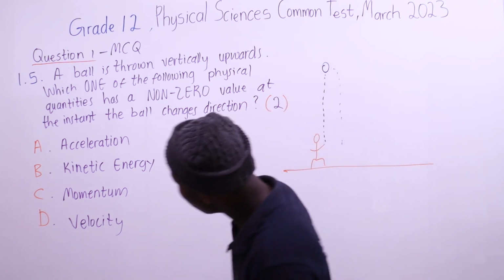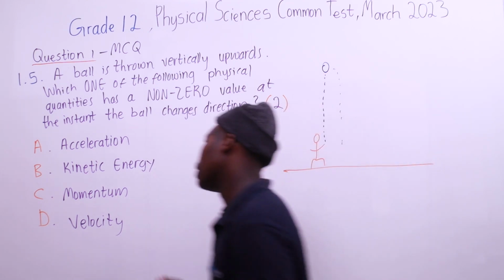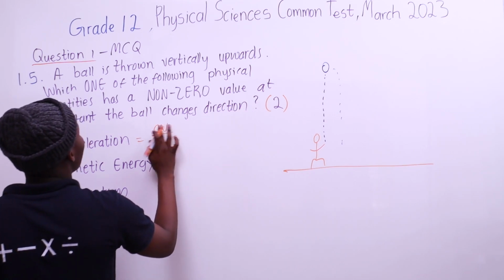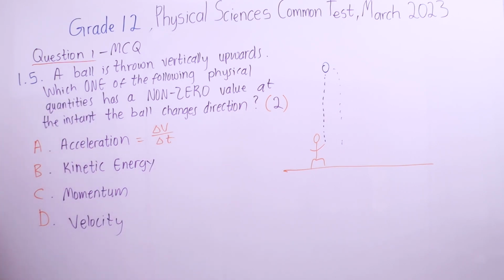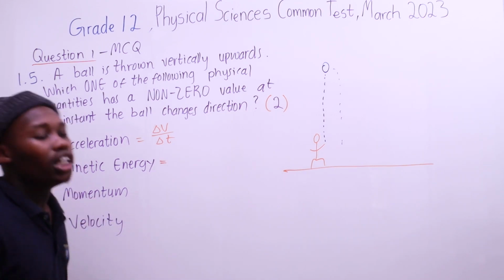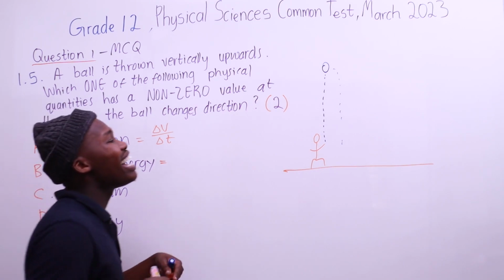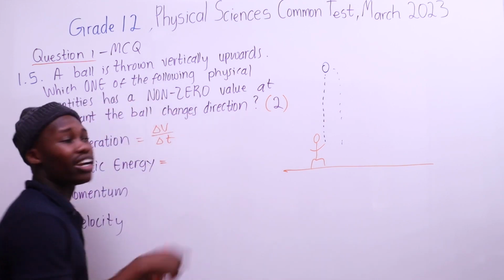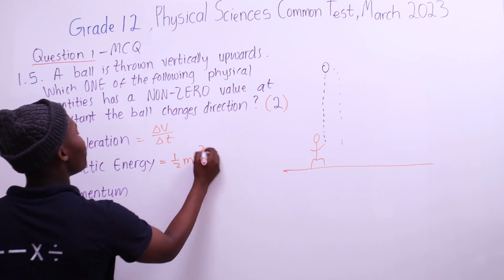Alright, acceleration is the rate of change of velocity, which means acceleration is the change in velocity over the change in time. Kinetic energy is the energy an object has due to its motion, in a formula 1/2 mv squared.